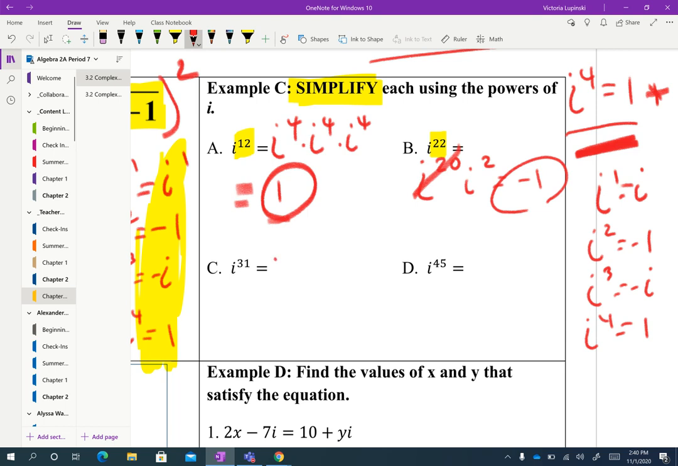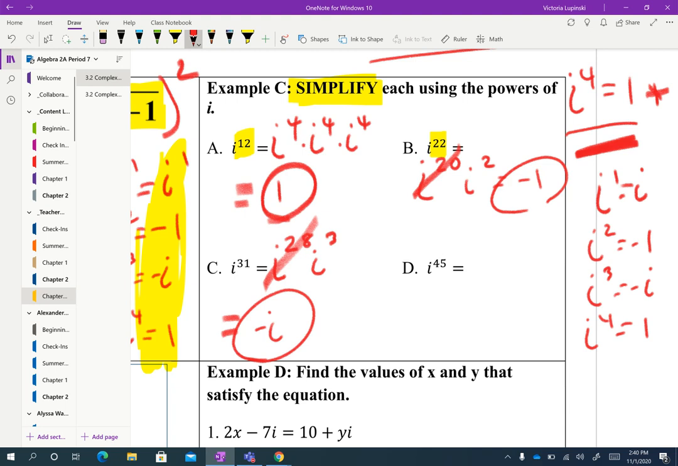So i to the 31st, you're going to find a number close to 31, less than or equal to 31, that is divisible by 4, which would be 28. Anything to a number divisible by 4 just becomes a 1. You're just left with i to the third, which would give you -i.